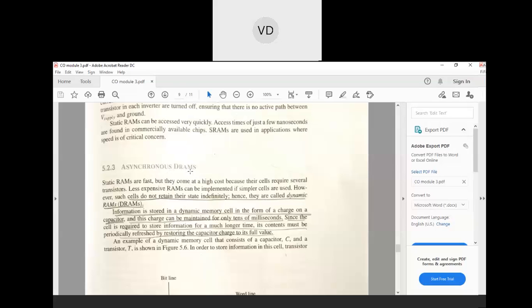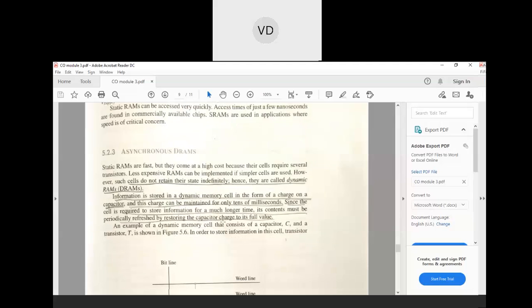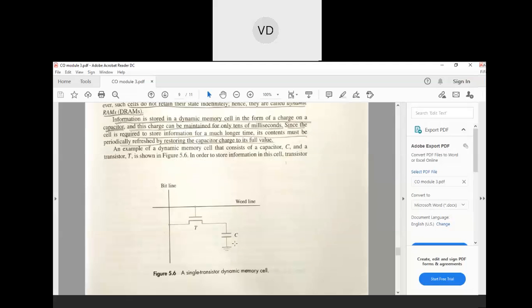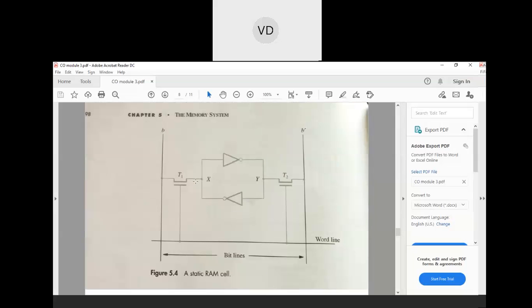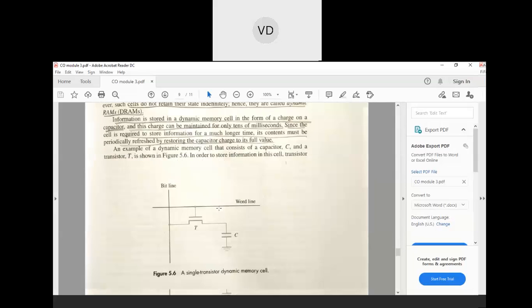In dynamic RAMs, a few transistors are replaced with capacitors, so as to reduce the cost of that particular RAM. The cells do not retain their state indefinitely, so they are called dynamic RAMs. Let us see how they retain the data present in them. Here we have a diagram of a single cell. We have seen the diagram of a static RAM cell, and now we have the dynamic RAM cell.